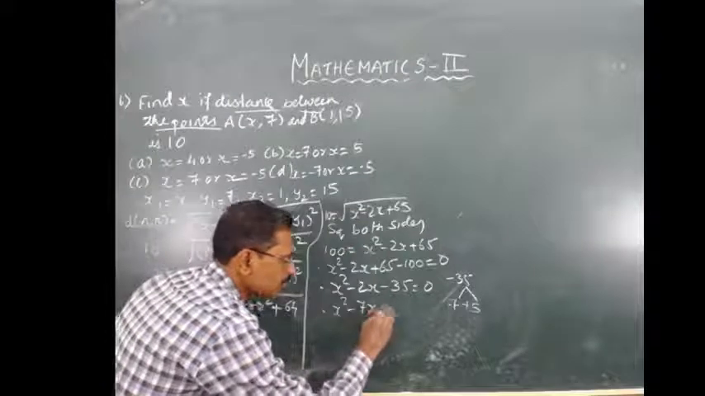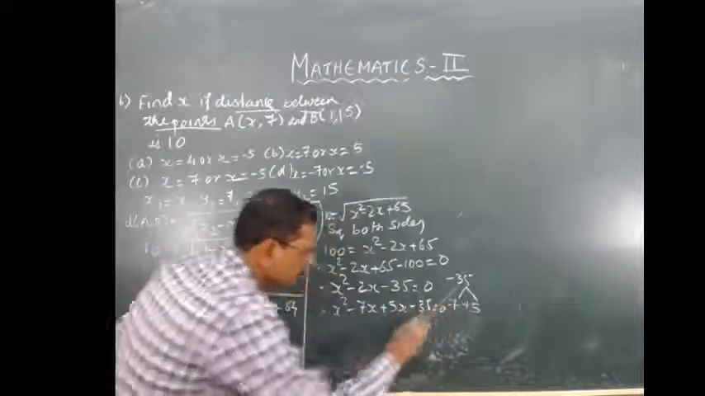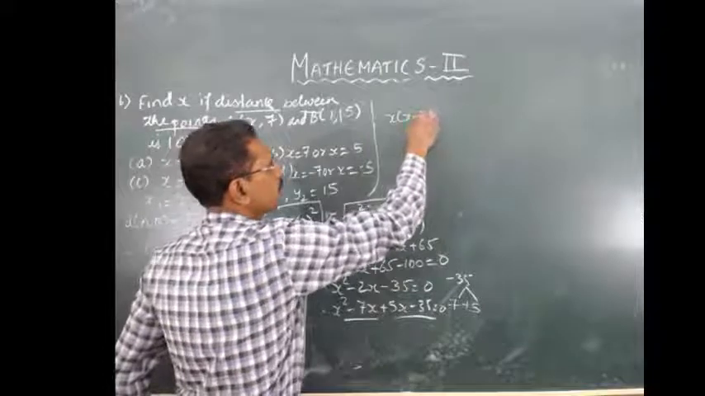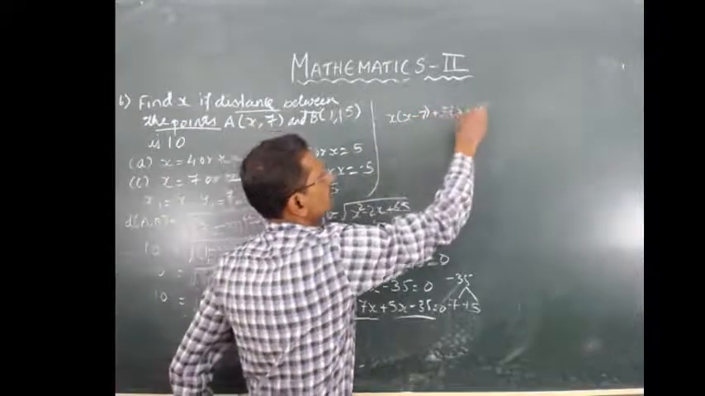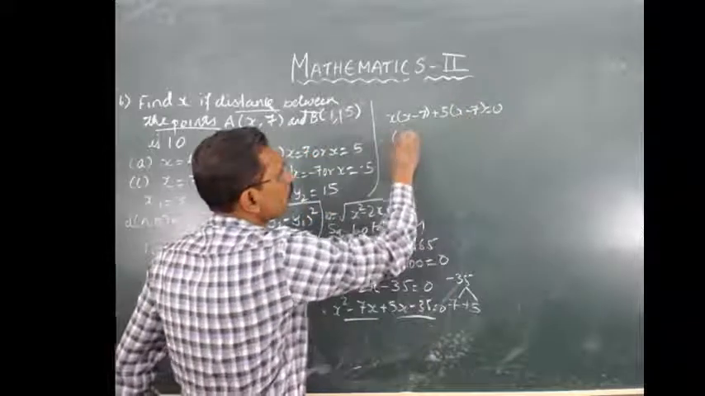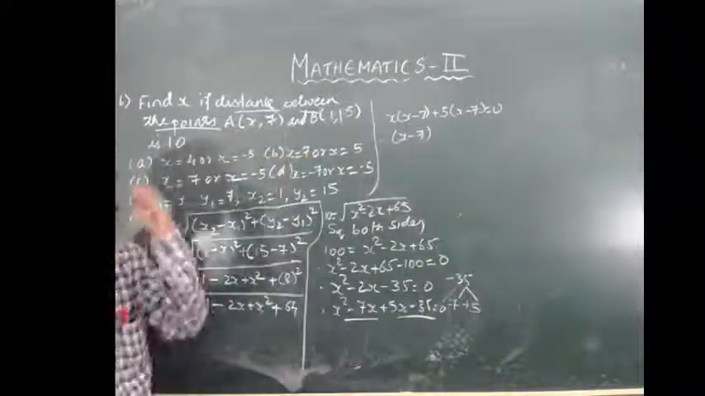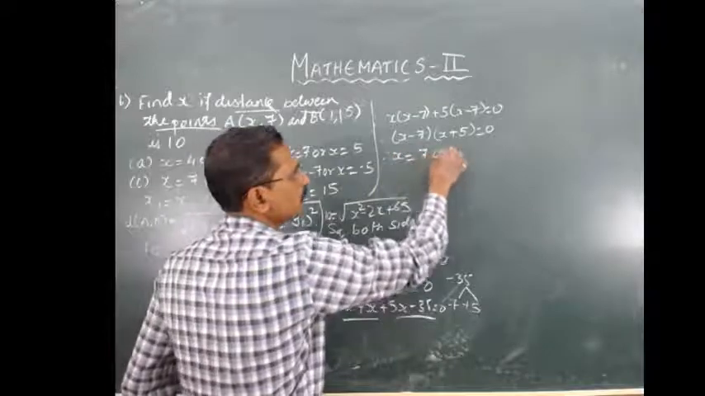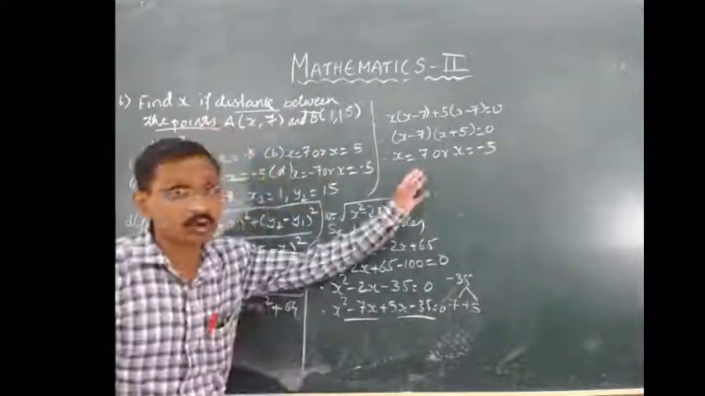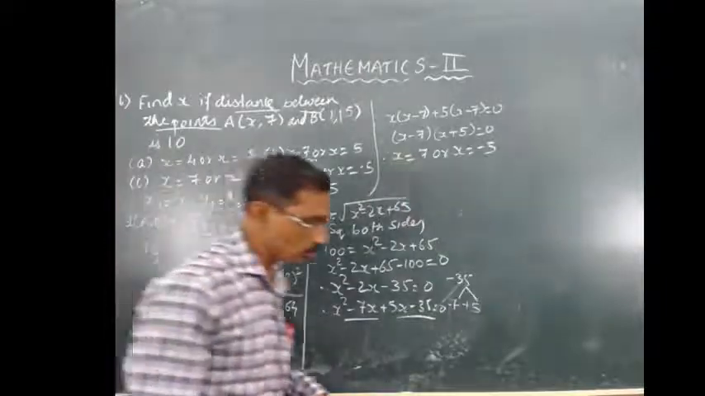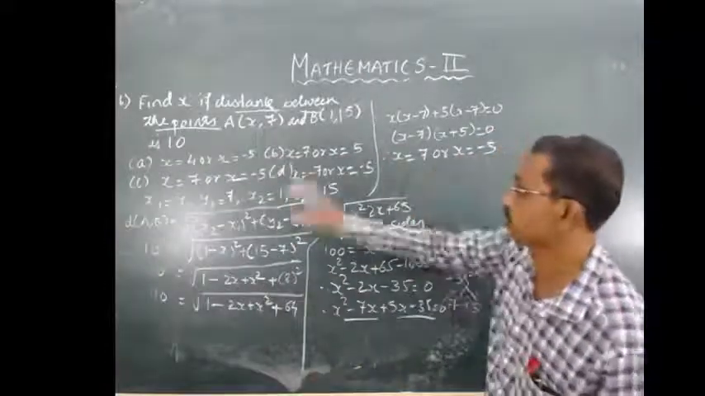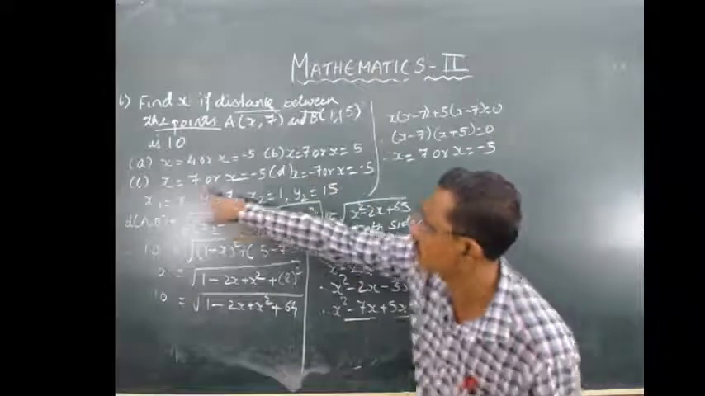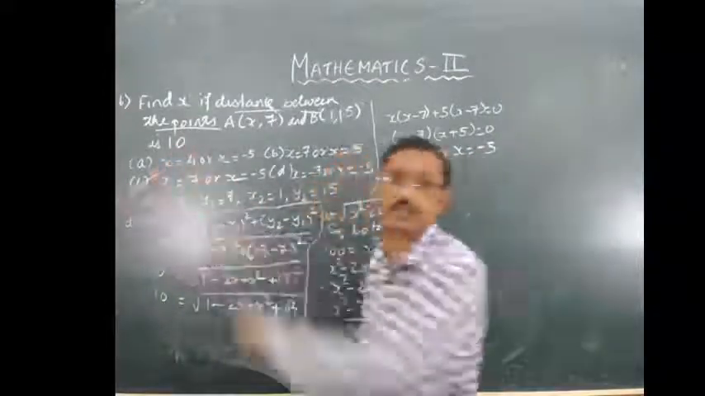Therefore, x square minus 7x plus 5x minus 35 is equal to 0. Therefore, x minus 7 times x plus 5 is equal to 0. Therefore, x is equal to 7 or x is equal to minus 5. Now let us check our options. x is equal to 7 or x is equal to minus 5, that means our option number C is right.